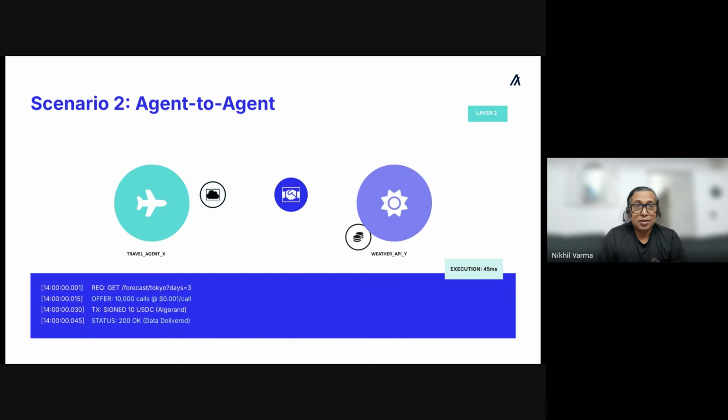Now, when we talk about the next layer, which is an agent-to-agent layer, this could be a travel agent or any kind of agent that you're looking for, which is going to see how the weather is going to be where you're going to be going. So your travel agent API is going to find out, I want to go to a certain part of the world. Is it going to be rainy season, or what is the forecast in that area?